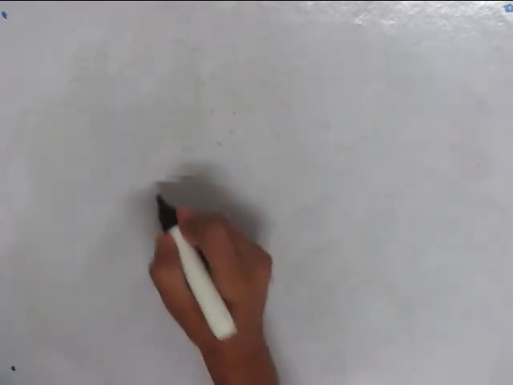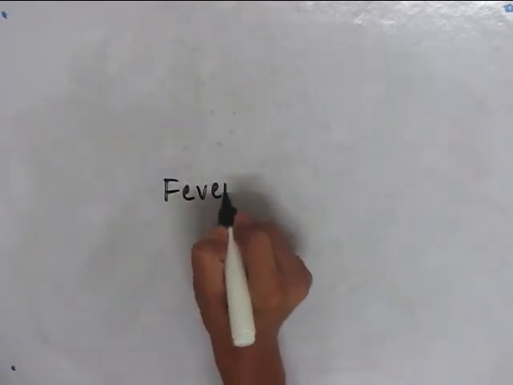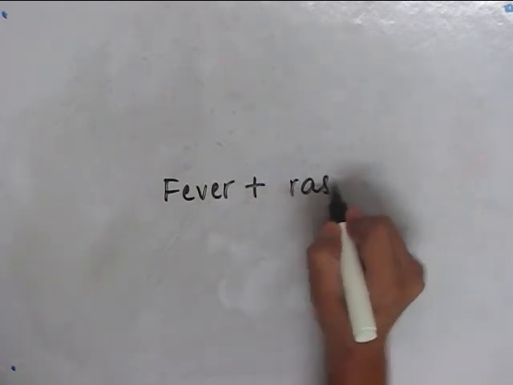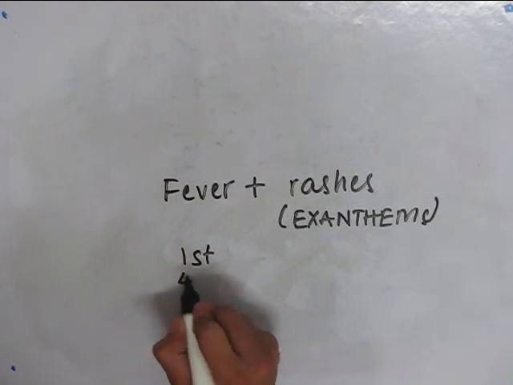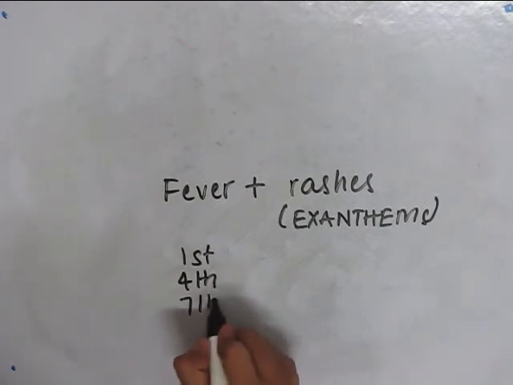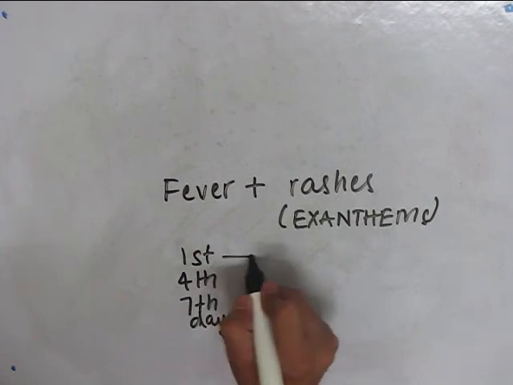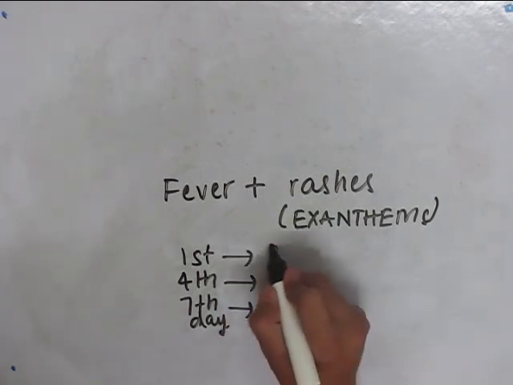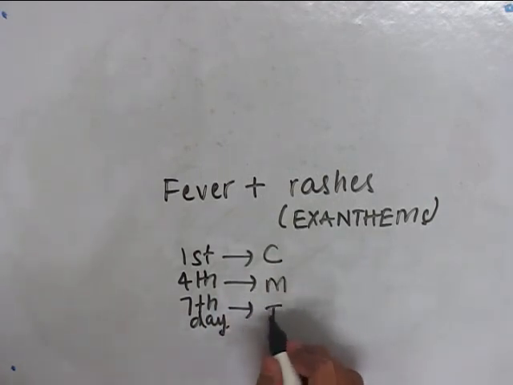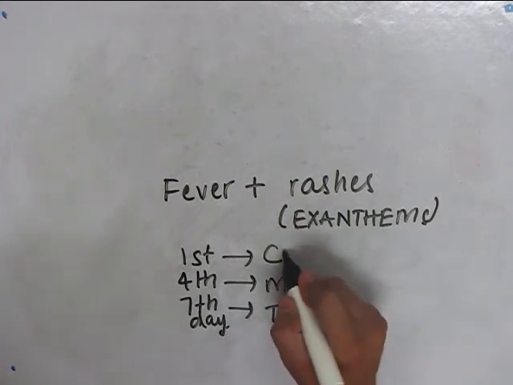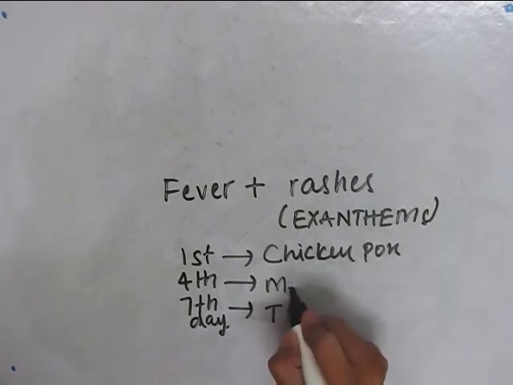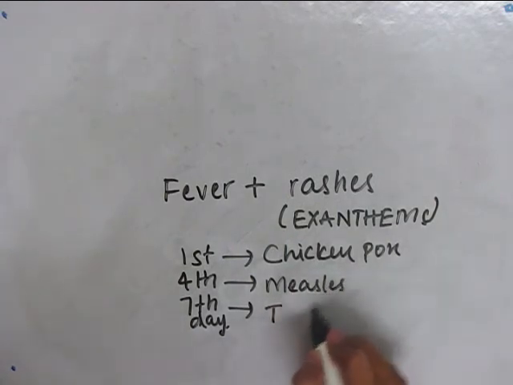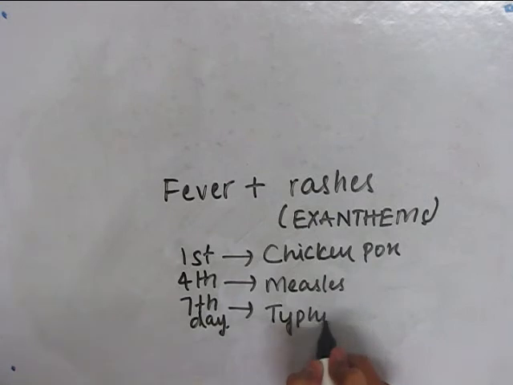The next condition we are going to see is fever with rashes. So, the rashes are usually seen on the 1st, the 4th, and the 7th day. For this, you can remember it as chicken made tasty. So, C, chicken for chickenpox, M for measles, and T for typhoid fever.